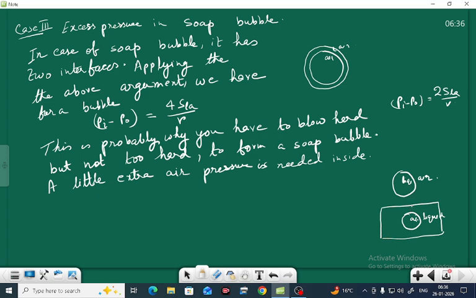But if you take the case of soap bubble, it will double because it has two interfaces. Here is one interface air liquid, another is liquid air. It has two surfaces, the inside and the outer layer. So in this case it is Pi minus Po equal to 4 S liquid-air by R. Both are same.